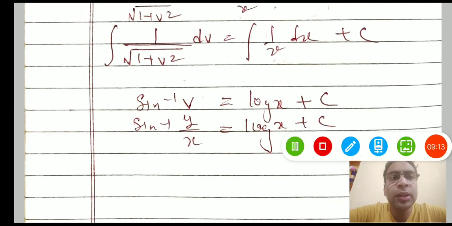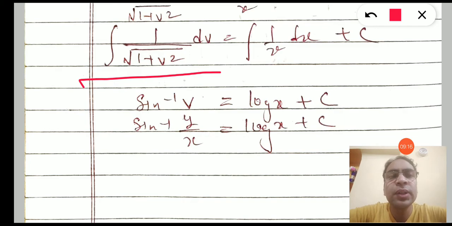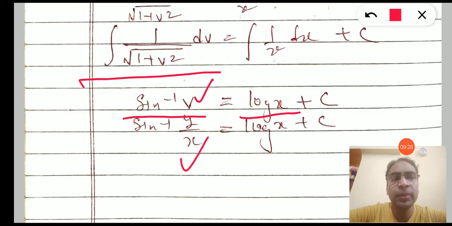So now you can see that the integration of this is sine inverse of v, and 1 upon x is log of x. And finally we will replace the substitution v by y by x, which we have done earlier. So v will be replaced by y by x. So this becomes sine inverse y by x is equal to log of x plus c, which is the final solution of the homogeneous differential equation.